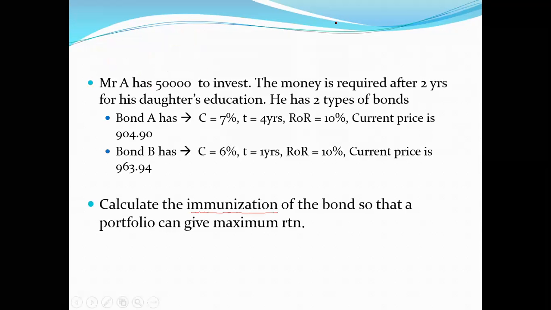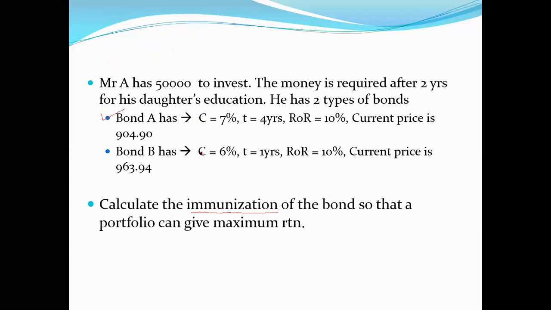Again, I will ask you to read this particular problem. It says there is Mr. A who wants to invest around 50,000. The money is required after 2 years for his daughter's education. He has two types of bonds. Bond A carries a 7% coupon rate, has 4 years to mature, and the required rate of return is 10%. The current price of the bond is 904.9.